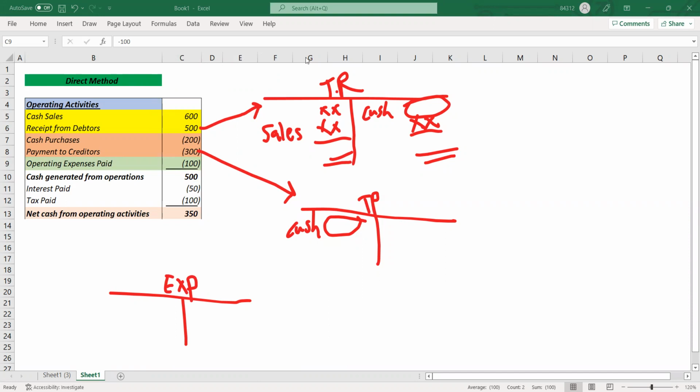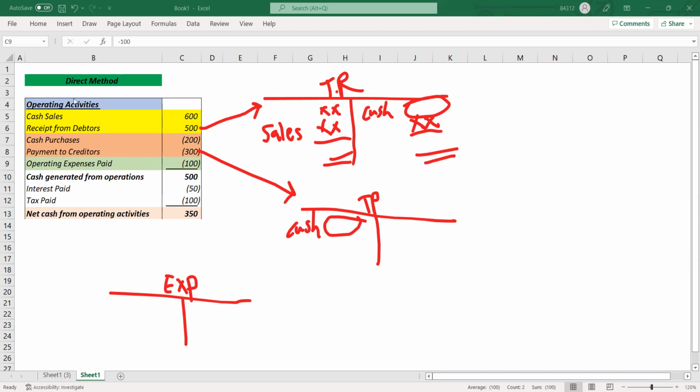There is a question: should we include other income received? No, you don't record the other income here. Other income goes to investing activities. Only these three, right? We don't have more complex questions. We have very basic, simple questions.